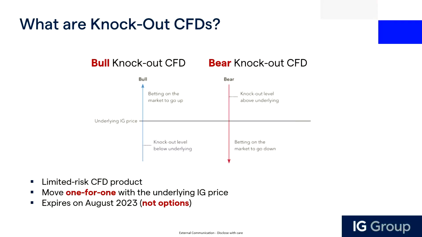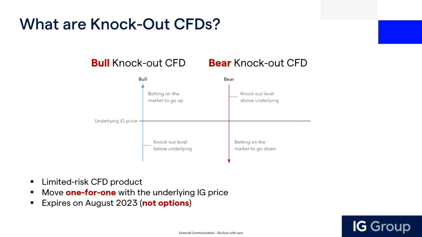Okay, so knockouts are actually not as complicated as you may think it will be. The first thing about knockout is that you can express both views. By expressing both views, meaning if you are bullish on the market, you can buy a bull knockout. If you are bearish on the market, you can buy a bear knockout. Take note that you cannot short a knockout, you can only buy a knockout.